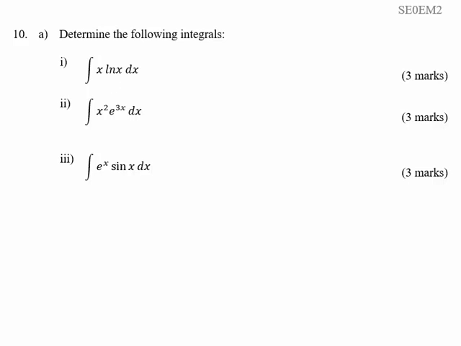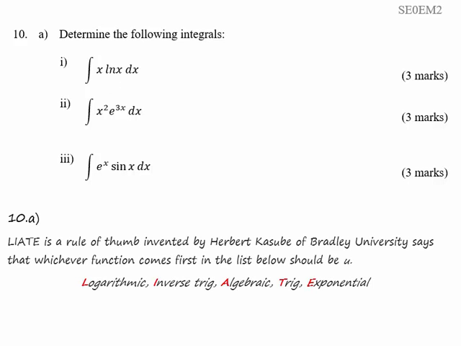Question is which one? A quick rule of thumb to remember is LIATE, L-I-A-T-E. L stands for logarithmic, I stands for inverse trig, A stands for algebraic, T stands for trig, and E stands for exponential.